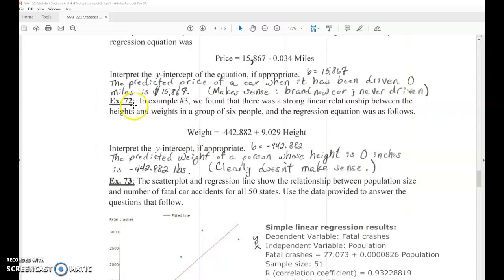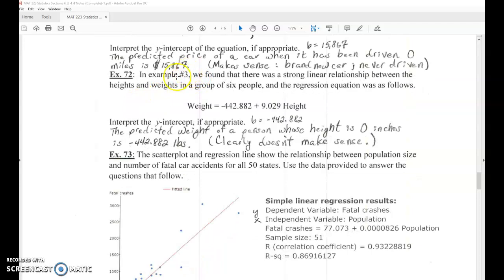In our next example, example 72, got the numbers labeled wrong here, but remember that we had found this regression equation between height and weight for our sample of 6 people. We found that there was a strong linear relationship between the heights and weights in a group of 6 people. And the regression equation was as follows, right? We had weight, y, equals the y-intercept, b, plus mx. X is height. So the y-intercept is b equals minus 442.882.